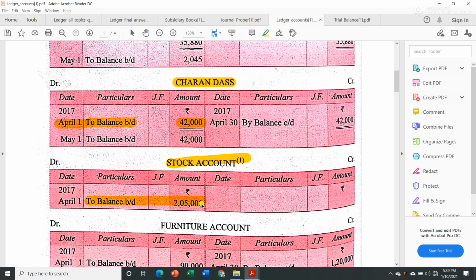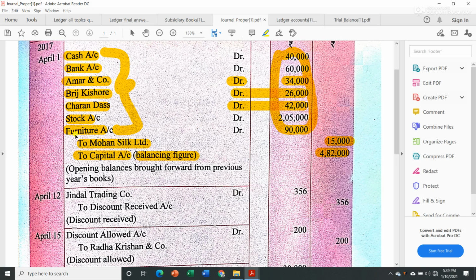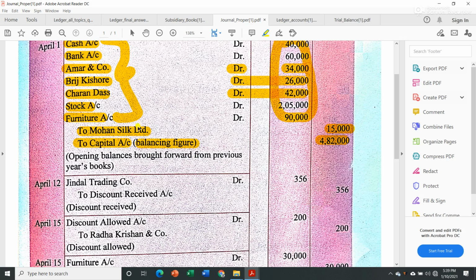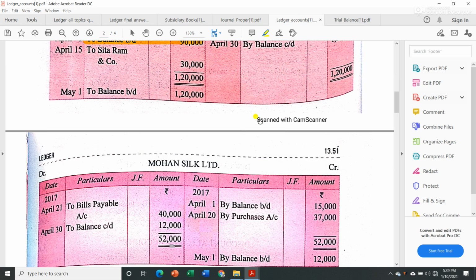Then next we have the stock account having a debit balance of 2,05,000. Then next we have the furniture account as well, so we will prepare the furniture account showing a debit balance of 90,000. At last we have Mohan Silk Limited showing a credit balance of 15,000, so we will prepare Mohan Silk Limited. Since it is showing a credit balance, we will write on the credit side By Balance Brought Down of 15,000.